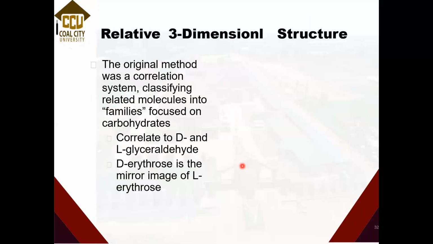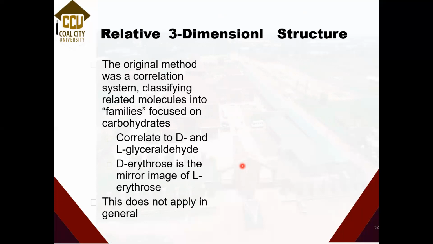Relative three-dimensional structure. The original method was a correlation system classifying related molecules into families, focused on carbohydrates. So it correlates to D and L glyceraldehyde. D-erythrose is the mirror image of L-erythrose. Initially, when the concept of enantiomers was discovered, it was used mostly for carbohydrates. So we had what we call D-erythrose and L-erythrose, which you can see from here.